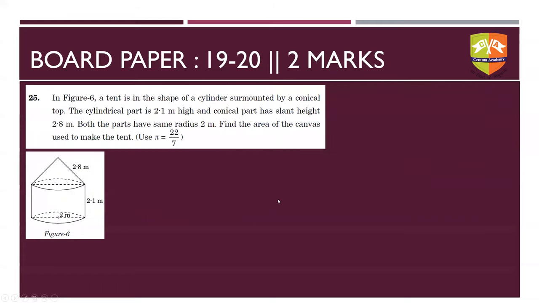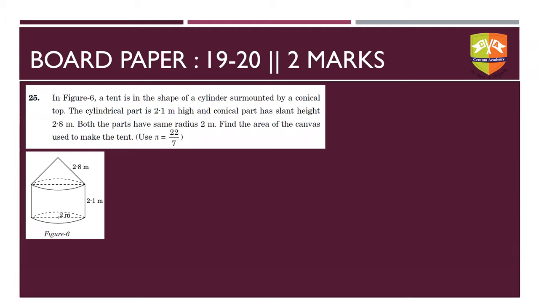Next, simple ones. This one. Now this is a tent: a cylinder surmounted by a conical top. The cylindrical part is 2.1 meter high and the conical part has a slant height of 2.8 meter. Both the parts have the same radius, 2 meter. Find the area of the canvas. Simple. So what are you going to calculate in this case? Total surface area of cone, isn't it? And total surface area of the cylinder, correct? This is the area of the canvas. Yes or no? Correct. People are not saying anything.